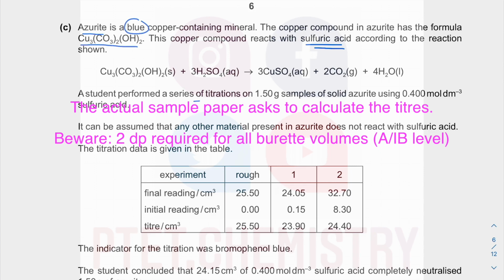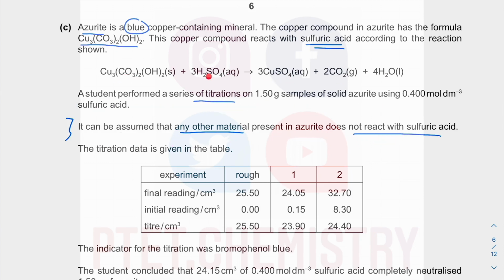Now you do a series of titrations. Any other material does not react with sulfuric acid, so only this thing reacts with sulfuric acid. You get copper 2 sulfate, you get CO2 and H2O. You get CO2 because there's carbonate present. You get the salt because there's carbonate reacting with acid. There's also the hydroxide reacting with acid.